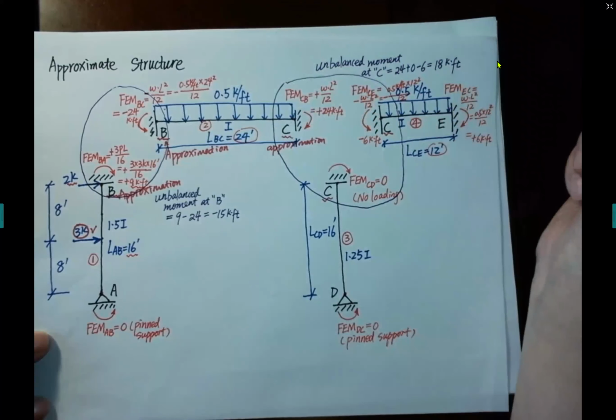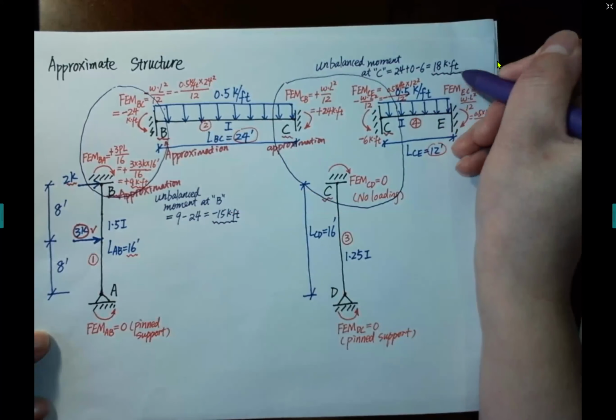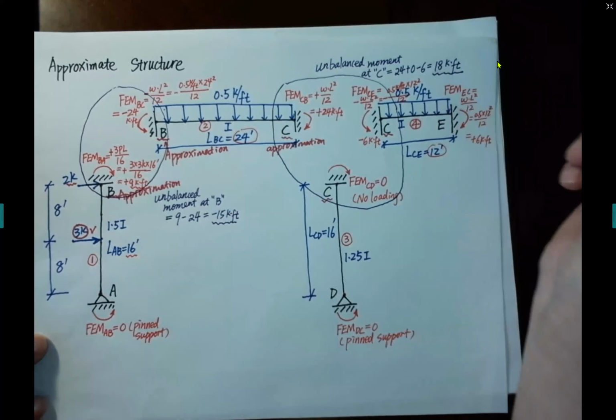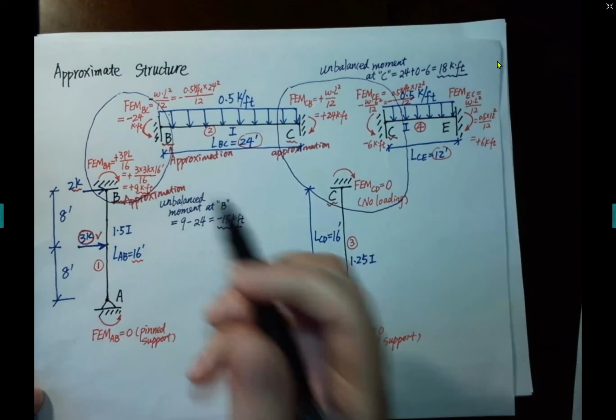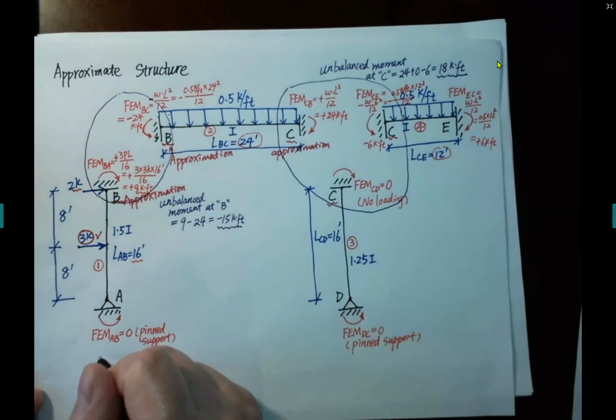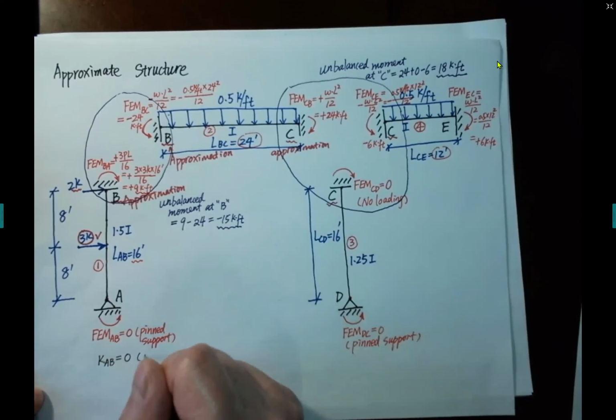Moment distribution is to distribute the unbalanced moment at a fixed connection based on the relative stiffness of each member. So now we need to calculate the stiffness of each member. Start with member one, AB. A is a pin support, so the rotational stiffness at A for member AB equals zero because it's a pinned support.